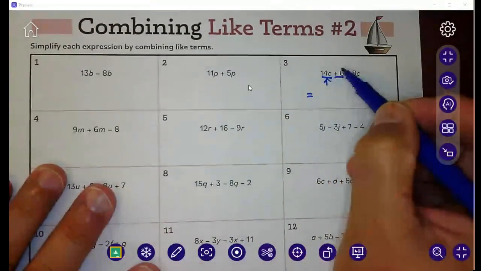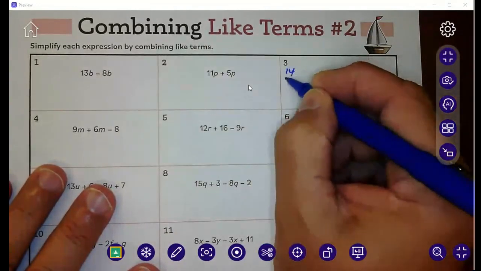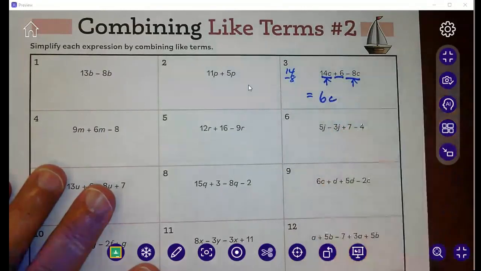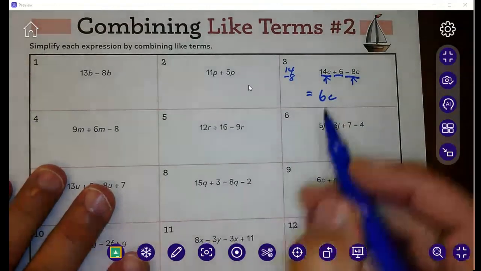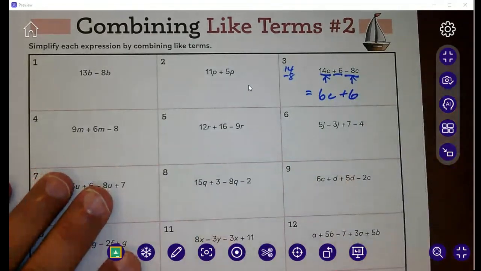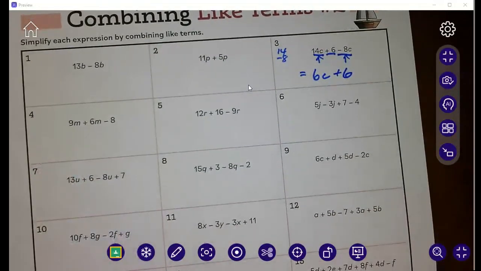So we can put the 14 and the -8 together. And so if I take 14 and subtract 8, I'm going to get 6c. 14c minus 8c is 6c. Then we have the constant term of 6 left over that we cannot combine with anything. We can't put that together. And so 6c plus 6 is our final answer. So the two c terms could be combined, but the 6 could not.